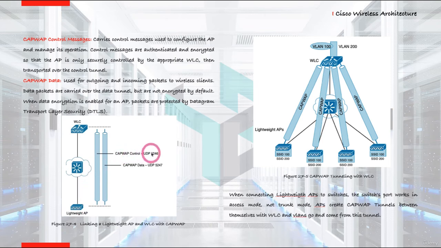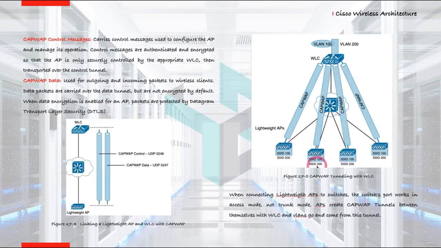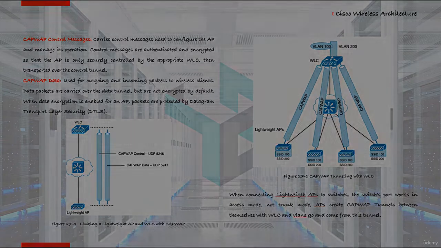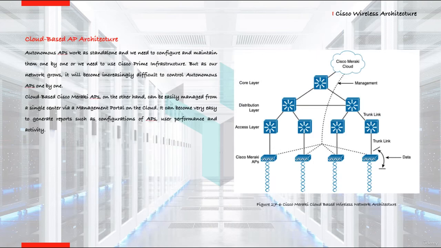UDP port 5246 is used for the CAPWAP control tunnel. UDP port 5247 is used inside the CAPWAP data tunnel. These tunnels are established via the switch between the wireless LAN controller and each access point. In this way, it shows how to use the tunnel with LANs. Here we have the wireless LAN controller. Our access points are connected to the switch here. We set our ports between the switch and the access point as access ports. The access point and the wireless controller create CAPWAP tunnels through the switch here and carry the data and control messages through this tunnel.